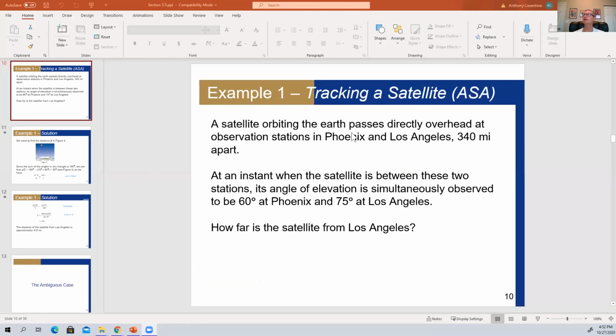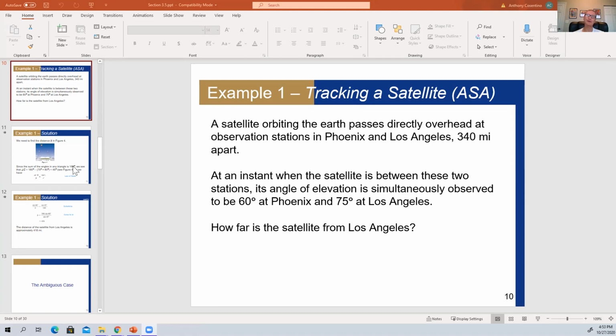Here it says a satellite is orbiting the Earth directly overhead at observation stations in both Phoenix and Los Angeles, which are 340 miles apart. And so at the instant when the satellite is between the two, its angle of elevation is observed simultaneously at 60 degrees and 75 degrees. How far is the satellite from LA? Or you could ask how far the satellite is from Phoenix. Very similar calculation. Here is the law of sines to work with, right? We have two angles, boom, boom, and we have the distance between the two cities.